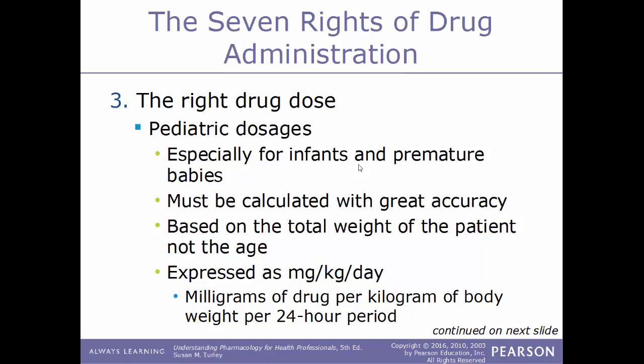Making sure you're giving the right dosage for pediatric patients, especially for infants or premature babies. This has to be calculated with great accuracy. Even a slight error can be incredibly dangerous. And these dosages are based on the total weight of the patient, not the age. These are often expressed as milligrams per kilogram per day: the amount of milligrams of the drug per kilogram of the body weight of that patient per a 24-hour period.